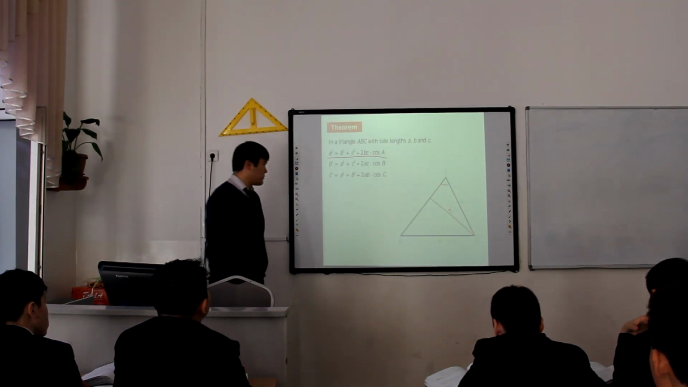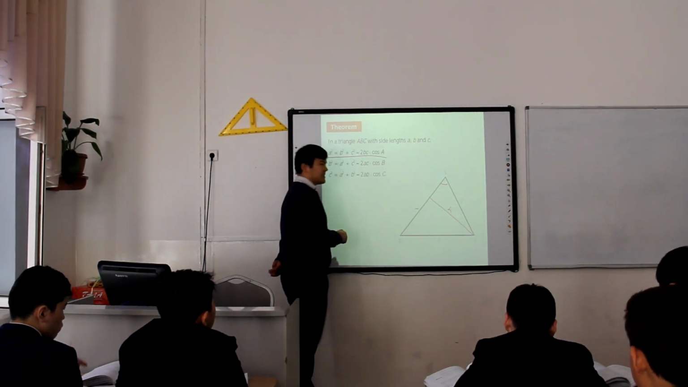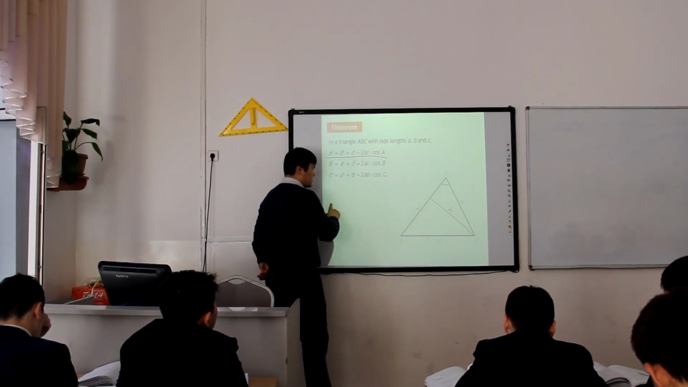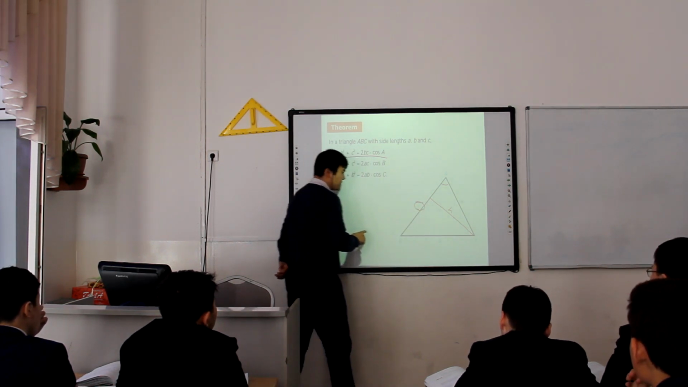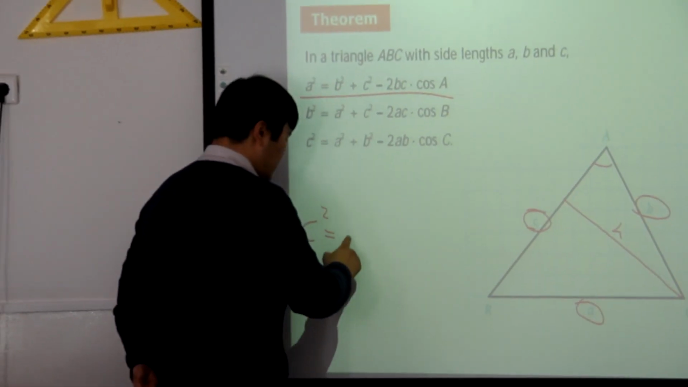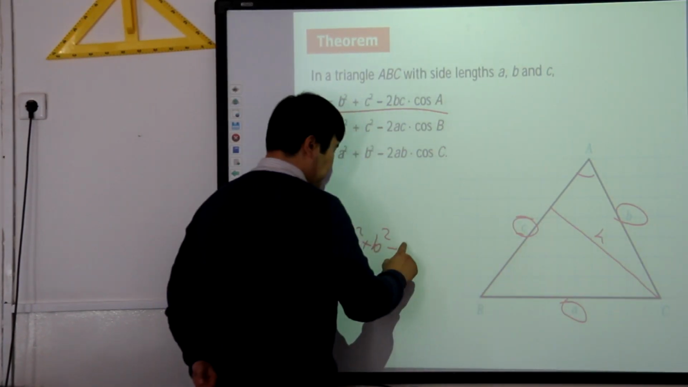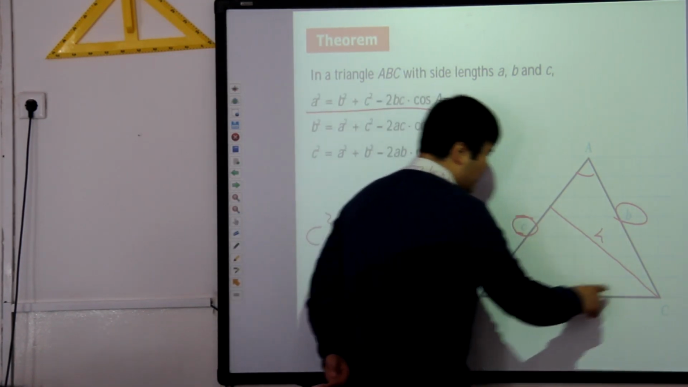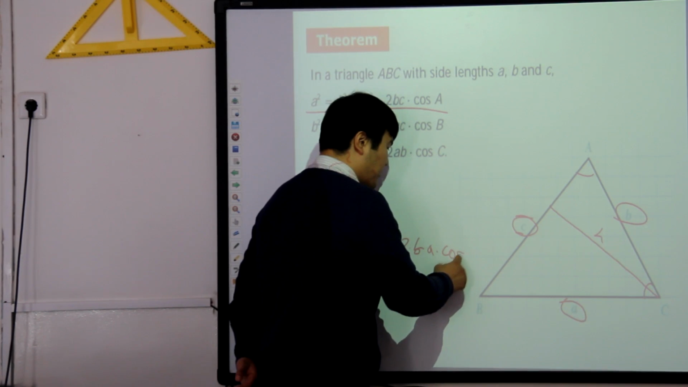Okay, let me tell you one more thing. For example, if you take this side to find, how do you write it? You write the square of this side is equal to a squared plus b squared minus 2ab, and then you multiply by the cosine of the opposite angle. You see? Cosine of the opposite angle.